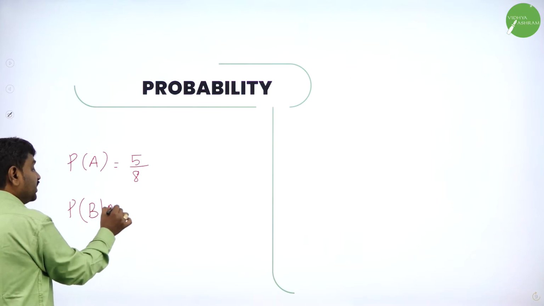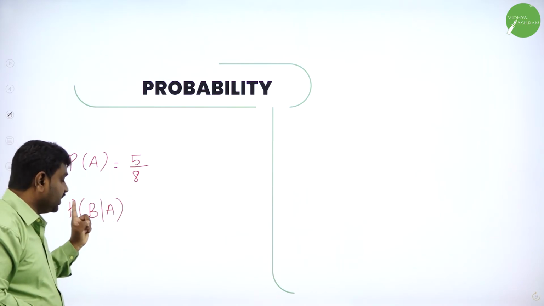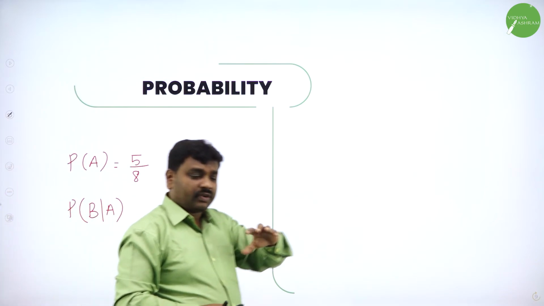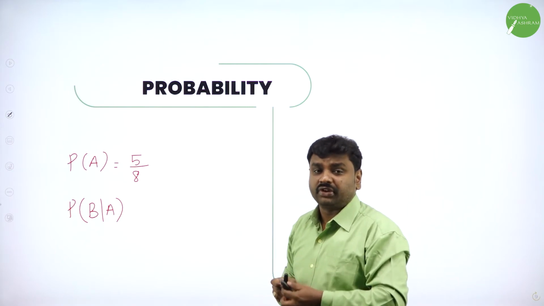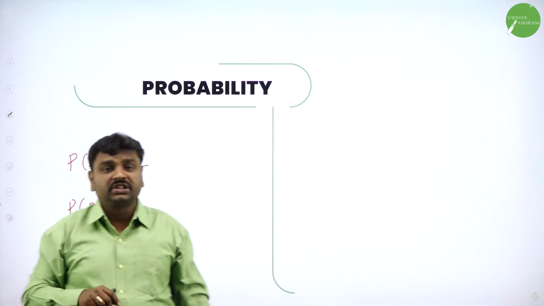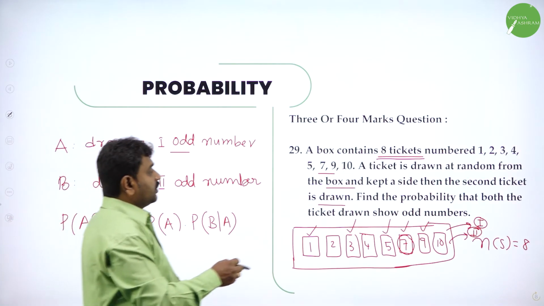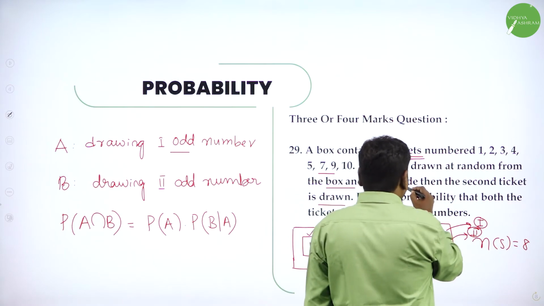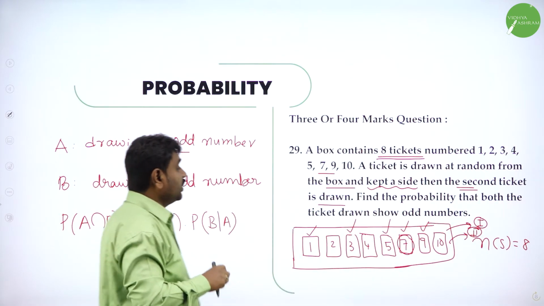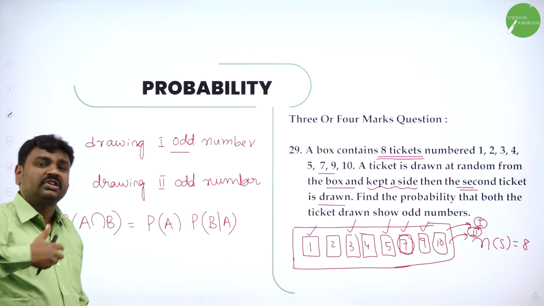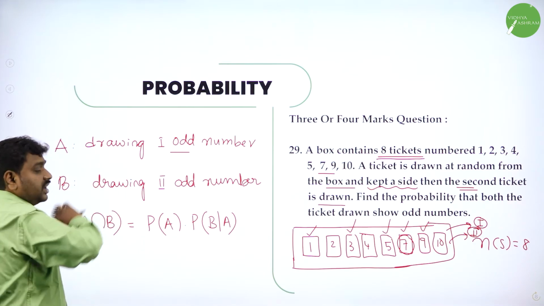P of B by A. Please understand how to read this: probability of B given that A has occurred. We call this conditional probability. See, one you have drawn, afterwards you are drawing. At a time you are not taking 2. Read the question carefully. That's why I told you understanding the question is 80%, solving is 20%. So here, if you read, one ticket is drawn and kept aside, then you will draw the second one. You are not drawing both at a time. So now we will go to the second one. First A has occurred.